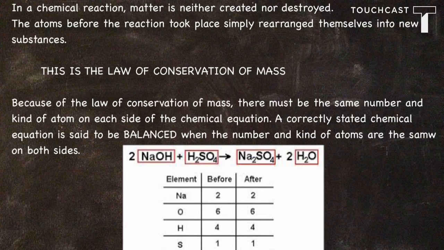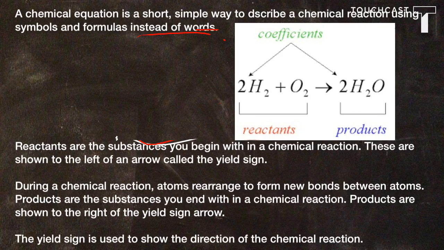A correctly stated chemical equation is said to be balanced when the number and kind of atoms are the same on both sides. As you can see below, it shows examples of the chemical equation at the beginning and the end, and it shows you the before and after and that they are equal. A chemical equation is a short, simple way to describe a chemical reaction using symbols and formulas instead of words.